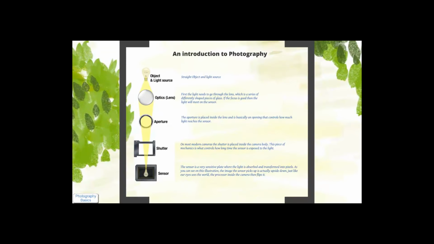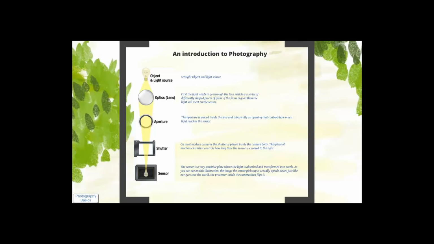Let's get into the science of it. Components involved are lens, aperture, shutter, and a sensor. First, the light needs to go through the lens, which is a series of differently shaped pieces of glass. If the focus is good, then the light will meet on the screen or the sensor. The aperture is placed inside the lens and is basically an opening that controls how much light reaches the sensor.